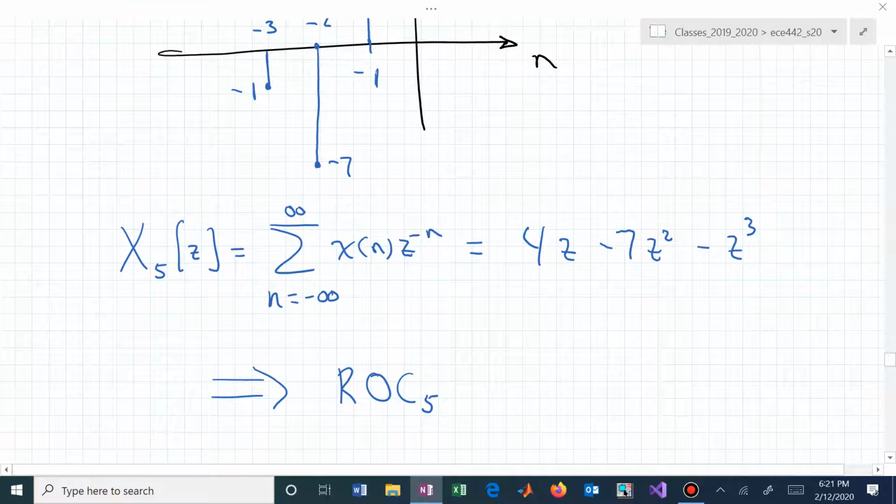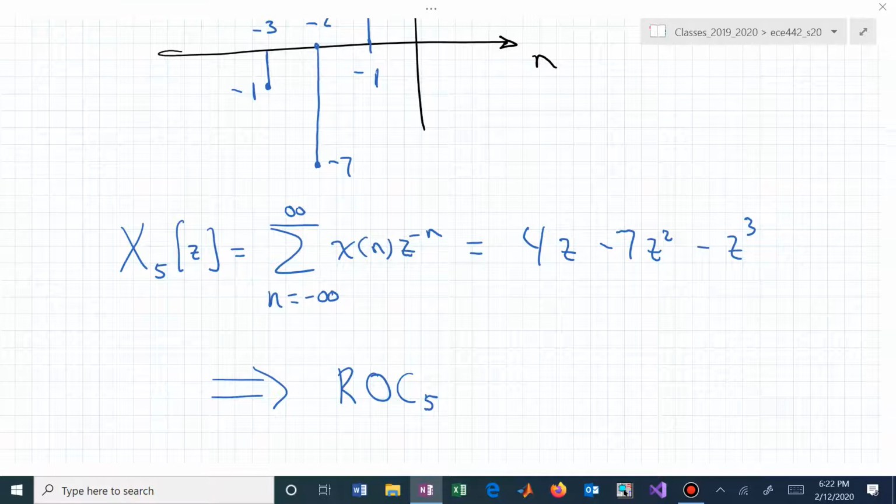What's the fifth ROC? Region of convergence, now I'm calling it ROC sub 5 for the region of convergence number 5. What values of z allow this to remain bounded? Z equal to 10 is okay, isn't it? Z equal to 1 is okay. Z equal to 0 is okay. We just need it to be less than infinity, don't we? So now this is the entire complex plane without infinity.